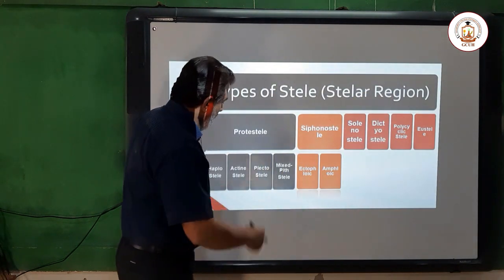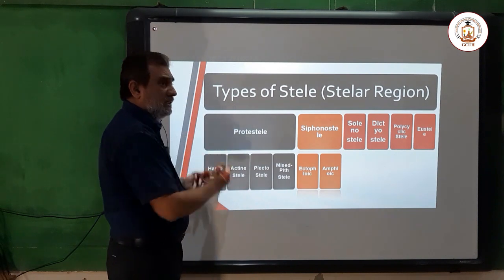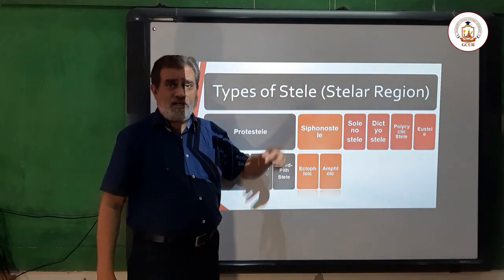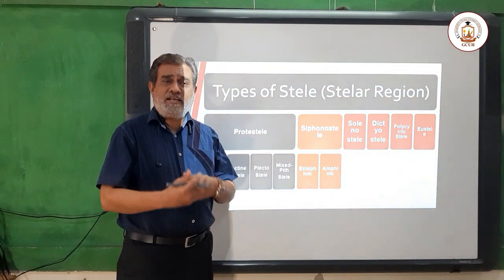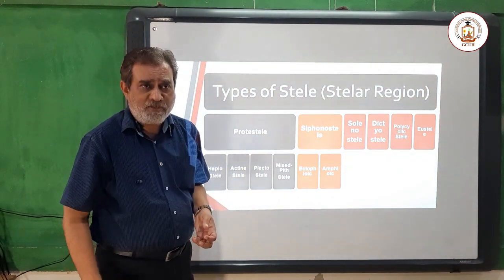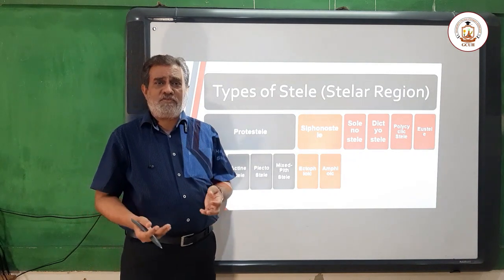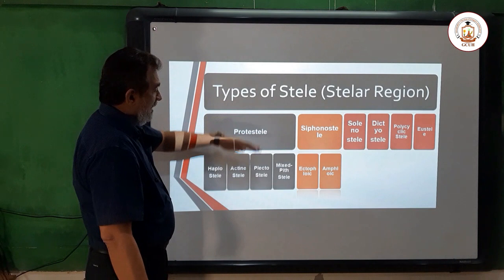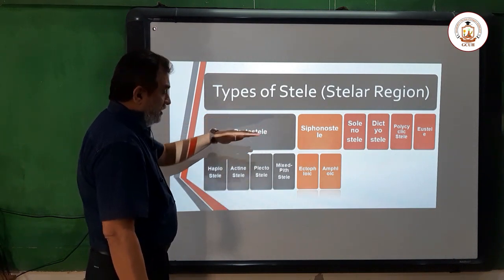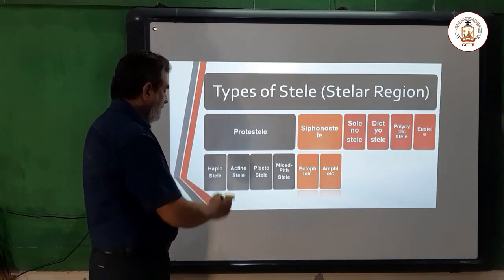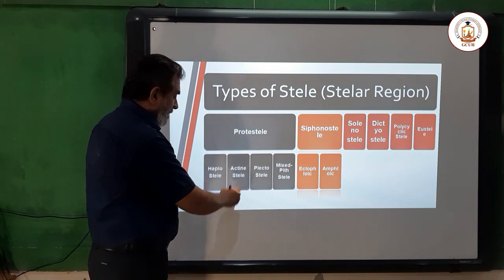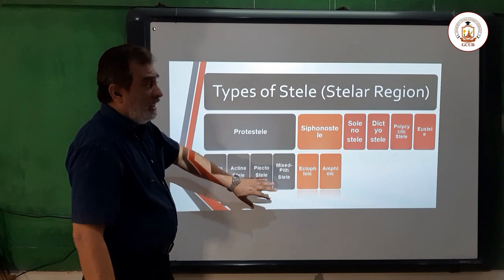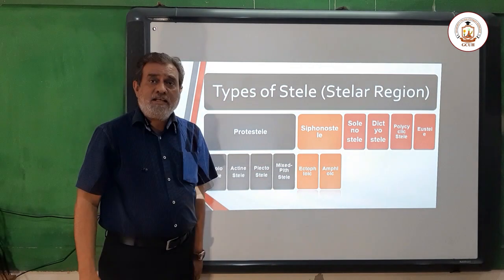If you go further, according to the arrangement of the xylem and phloem, the presence of leaf gaps, the overlapping of the leaf gaps, and the arrangement of these types of tissues in the central region, we can divide the protostele into four types: the haplostele, actinostele, plectostele, and mixed pith stele. We will discuss in detail further.